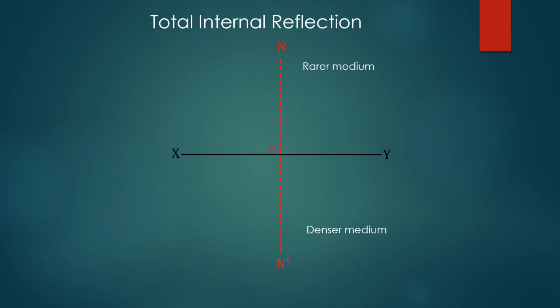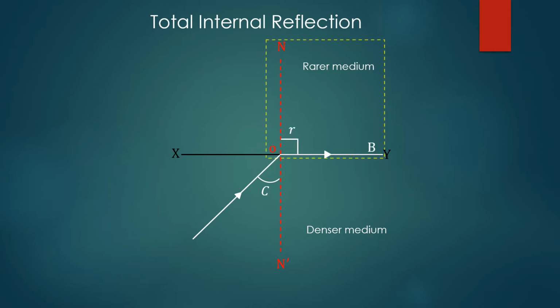What is this critical angle? We all know that when a ray of light travels from denser medium to the rarer medium, the refracted ray bends away from the normal. And this critical angle is the angle of incidence in a denser medium at which the angle of refraction is 90 degree. You can see NOB is 90 degree. So the refracted ray is OB.